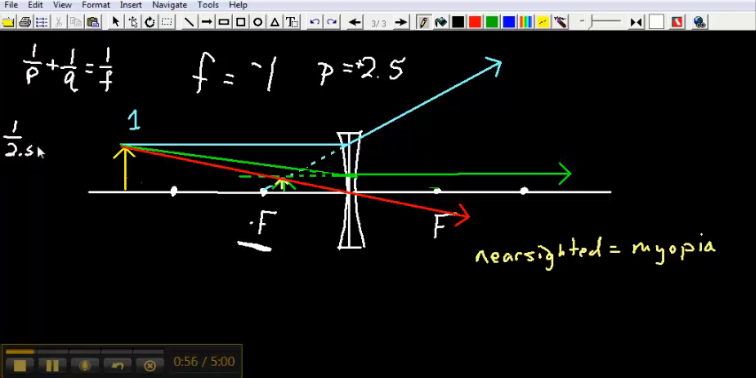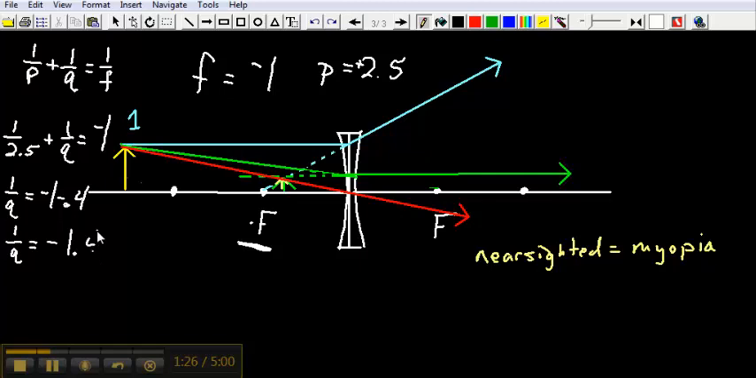1 over 2.5 plus 1 over Q equals 1 over negative 1. So I'm just going to write that, negative 1. Okay? So 1 over 2.5 is 0.4. So I'm going to move it over. So 1 over Q equals negative 1 minus 0.4. Okay? So that's 1 over Q equals negative 1.4. Okay, so if we do the math and we swap the Q and negative 1.4, we get 1 divided by negative 1.4. And so Q works out to be about 0.714, except it's negative, okay, a negative 0.714.